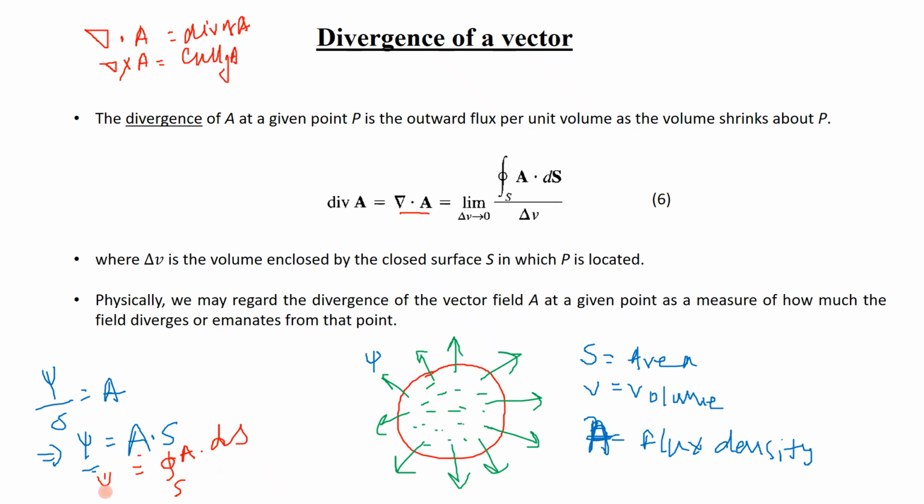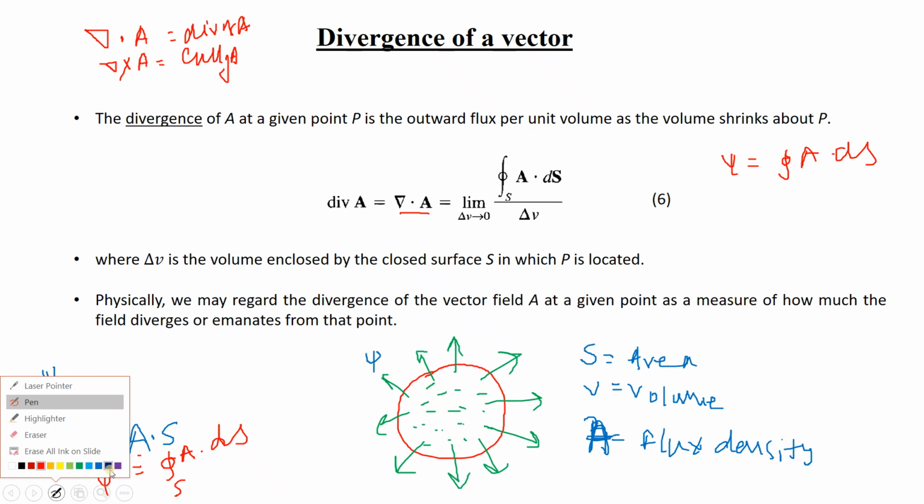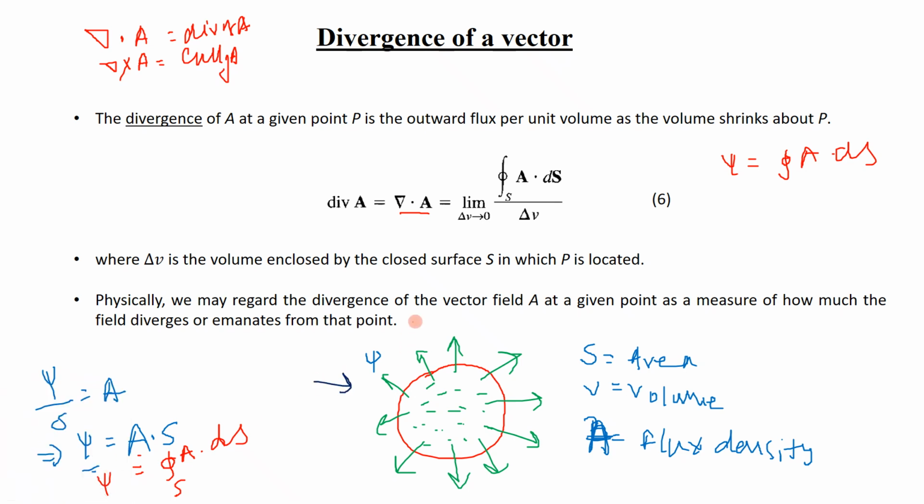Okay, so psi is this. So this is equal to psi. Clear? Now we are writing that psi is equal to the closed surface integral of A dot ds. Now suppose this particular volume which is shown over here is shrinking.